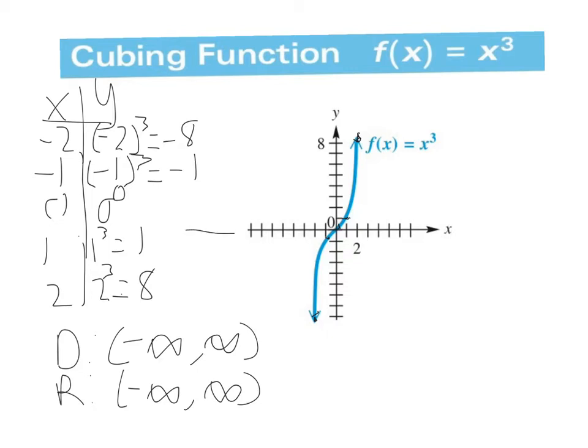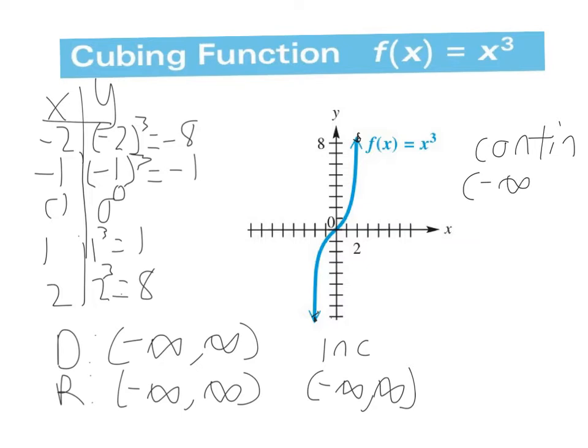Alright, as x is increasing, the y values are constantly increasing as well, so it's increasing over the entire domain from negative infinity to positive infinity. And it's continuous on the entire domain from negative infinity to infinity.